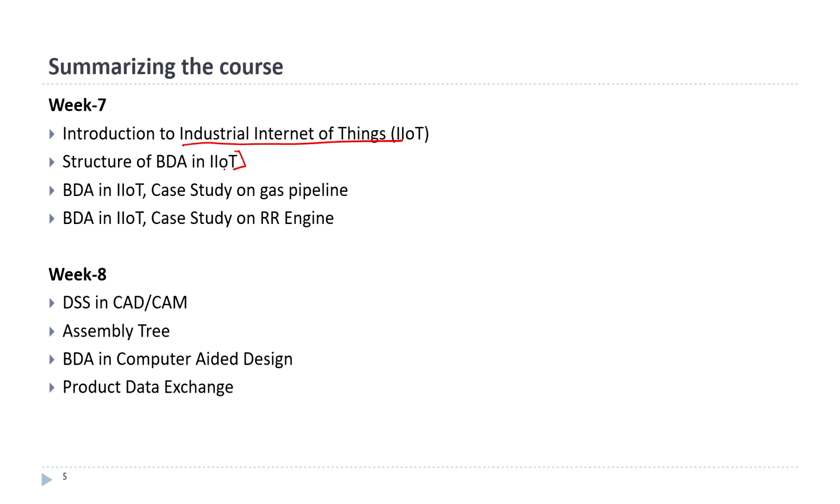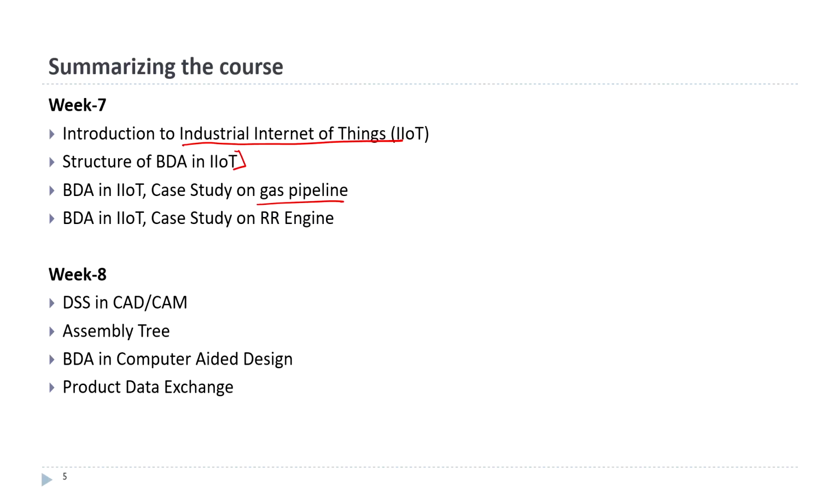Further, a case study was taken for BDA in IIoT on gas pipeline leakage, where the different hardware, the software, the communication, and the cloud, and how these are connected, and what sensors are used, like flow sensors, fiber optic sensors, and piezoelectric sensors, were all taken. Then outcomes such as condition based monitoring were possible, and it fulfilled the needs of the people.